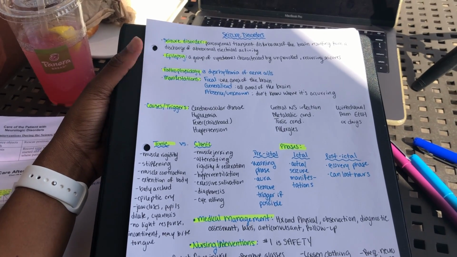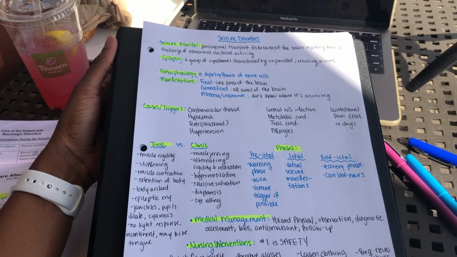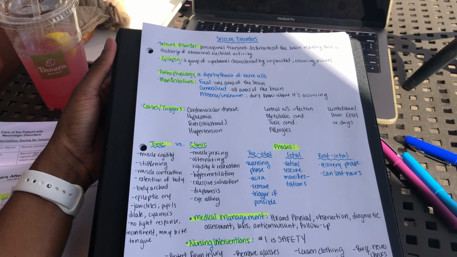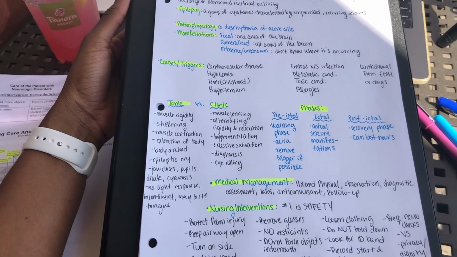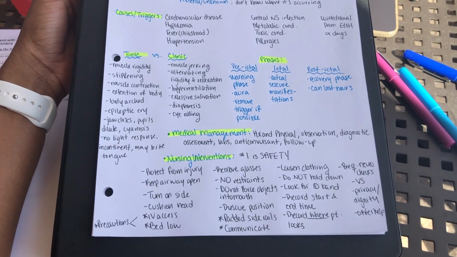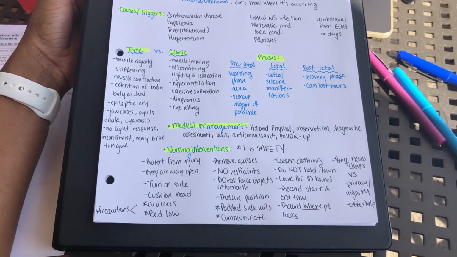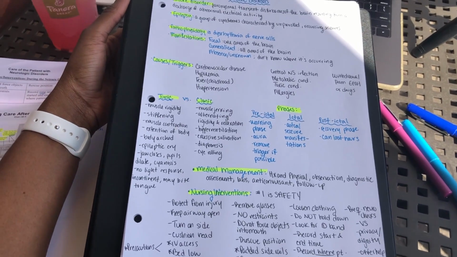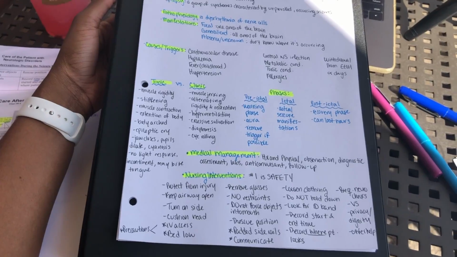So right here I have an example of a concept map that I made for seizure disorders. I have the pathophysiology just a tiny bit, the manifestations, the causes and triggers. I have the two types, the tonic versus clonic. We also have the phases of a seizure. I put the medical management, and most important is the nursing interventions, what I would want to do or keep in mind if my patient was having a seizure.